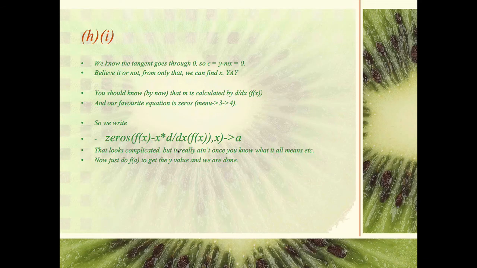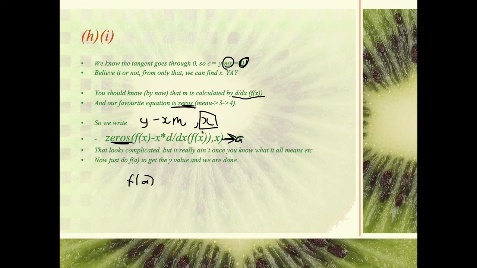Okay, so we know the tangent line goes through 0, so c equals y minus mx equals 0, so that's all we need to know. So you should know that m is calculated by d by dx of f of x, and when we have something equal to 0, we can use the zeros function, right? So we write zeros of y minus mx, well, that's the same as mx, right? Right here, that's the same thing. Comma x, because we always use this. When you use zeros, we always define what we're looking for. And then we store it in a because we're going to use it later. And then just do f of a to find the y value of this point coordinate, and then that's it.